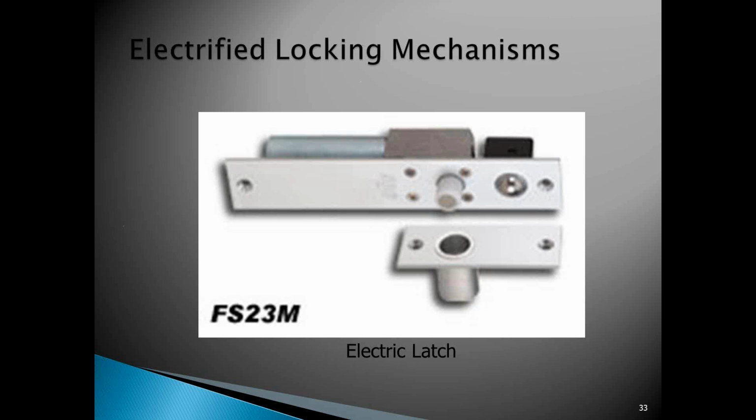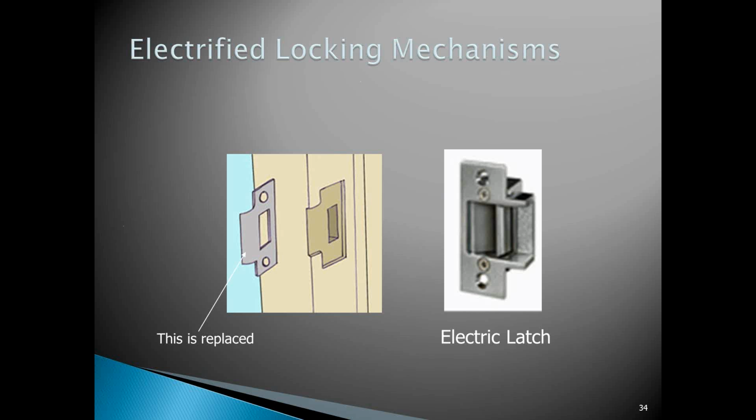So it is an electromechanical lock. Okay, here's another type of electromechanical lock. You simply replace the striker plate with an electric latch, which is wired, and whenever the door closes, this mechanism right here locks in place until it receives a signal to unlock the door, and then it just flips out of the way and allows the door to open.